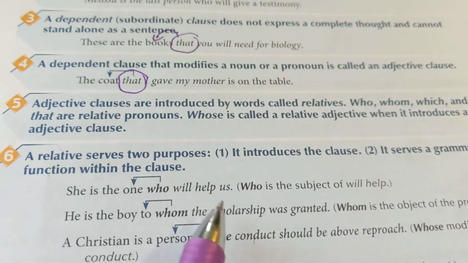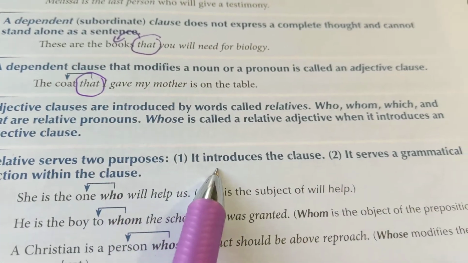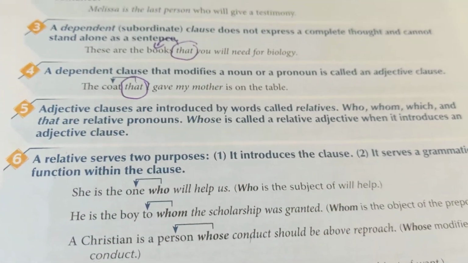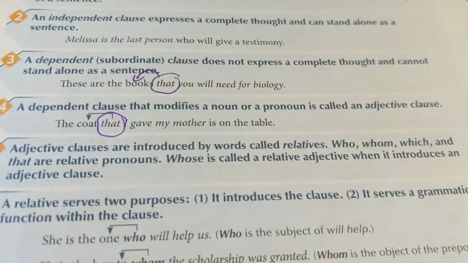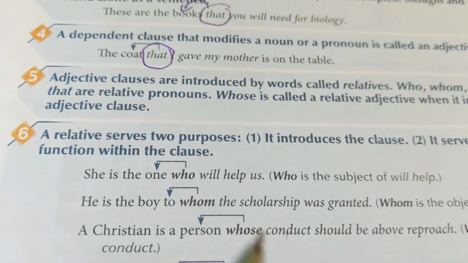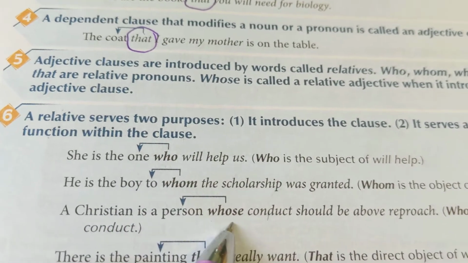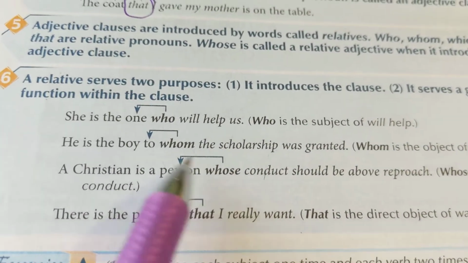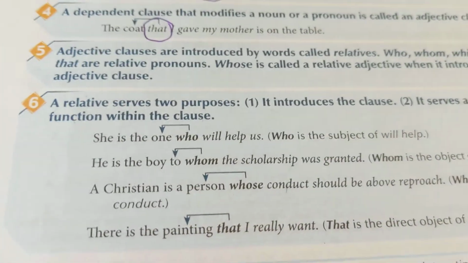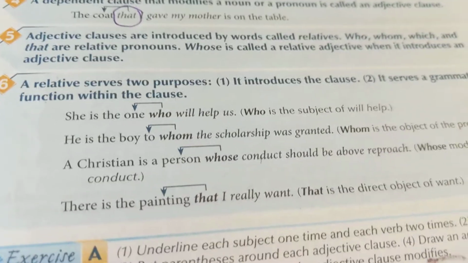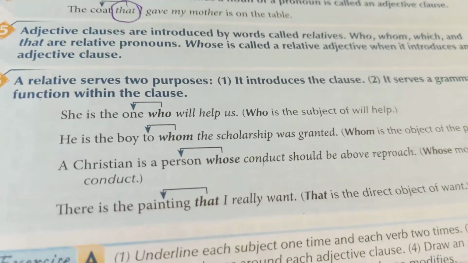Now, a relative serves two purposes. Relative means the word that's starting the clause, so all those in bold print are the words starting the clause. It introduces the clause, and it serves a grammatical function within the clause. What that means is it plays a role in the clause.